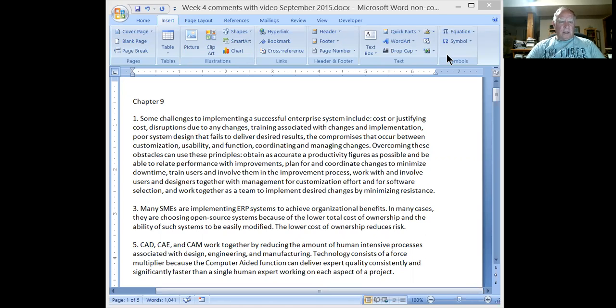Okay, number 5, CAD, CAE, CAM, we had that in the videos earlier this week. They work together by reducing the amount of human intervention in processes. What does that do? Removes the need for that many more people, makes the product more consistent, makes it easier to use by those that are skilled with the computer-aided function. It delivers consistent, expert quality faster than even a single human can working on a project.